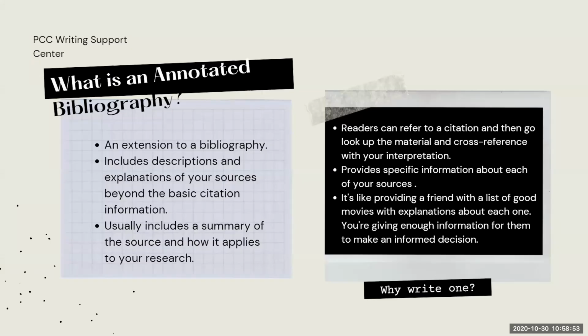A way that we like to think about it is as if you're providing a friend with a list of good movies with explanations about each one, and you're giving them enough information for them to make an informed decision as to whether or not they want to watch it. So your annotated bibliography is essentially serving the same purpose.